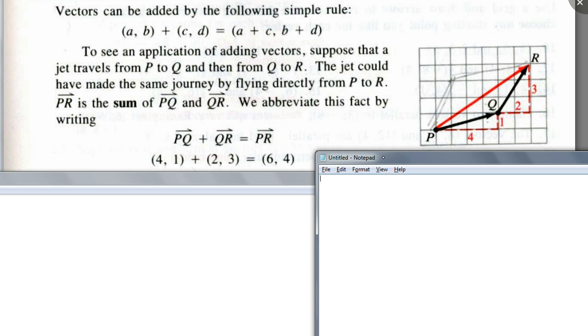Now, does it mean that these two jets use the same amount of fuel or cover the same distance? No, this distance is a lot shorter, right? You save more fuel and things like that. But that's not what we're talking about. We're talking about in terms of vectors, in terms of the magnitude and direction. If you were to add these two vectors, the resulting vector will be PR. Where you end up will be the same as vector PR. That will be the same as adding vector PQ plus QR. Does that make sense? You end up at the same place.